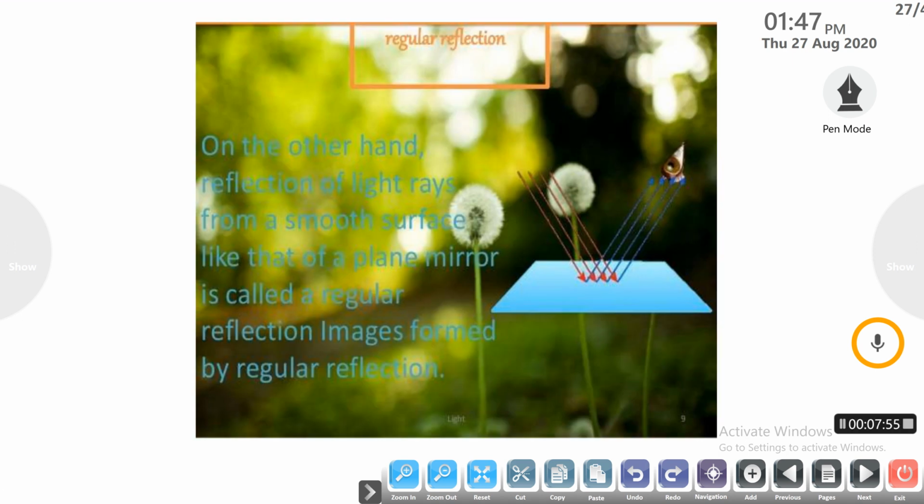But in case of regular reflection, the reflection of light rays from a smooth surface like that of a plane mirror is called regular reflection. In this case, the incident rays are parallel to each other when they fall on a smooth surface. They remain parallel to each other when they are reflected back. This type of reflection is known as regular reflection.